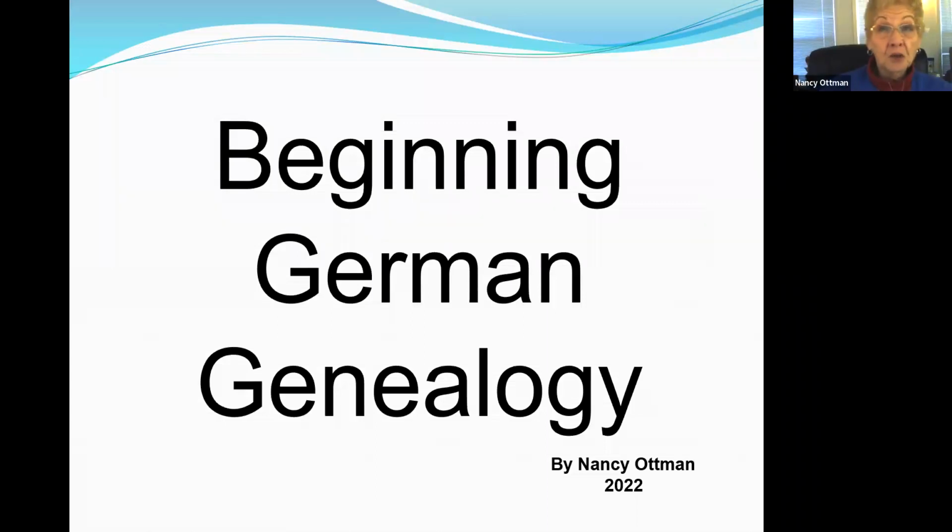Because I live close to Columbus, I go to the Columbus Public Library, and or to the Ohio Historical Society. They have a huge collection of German newspapers. Some of them you can get online. Not all of them, but some of them.